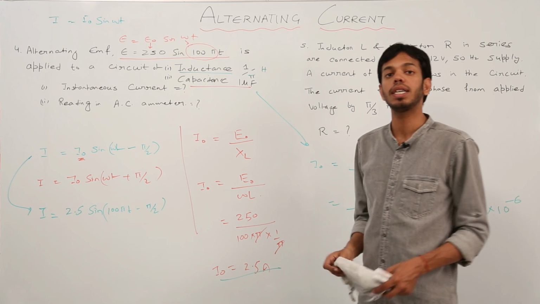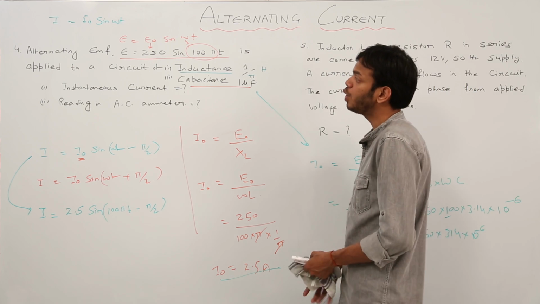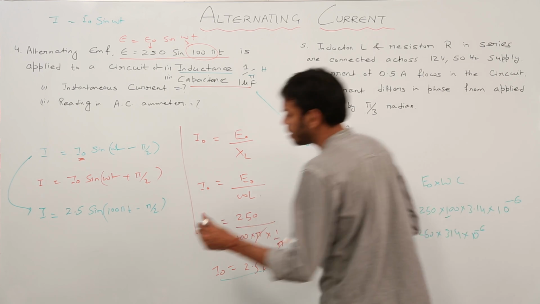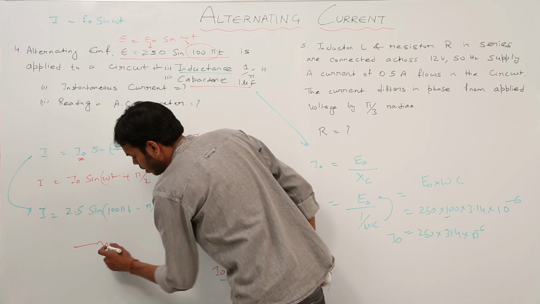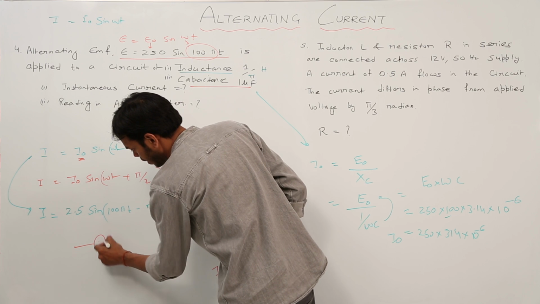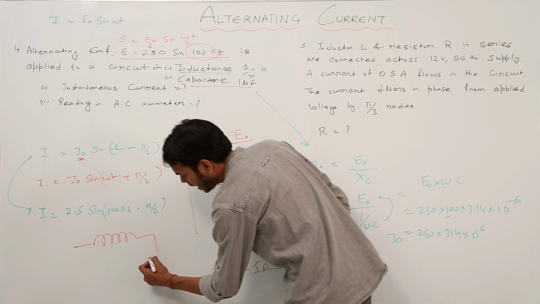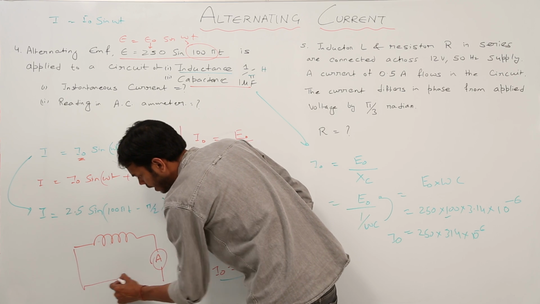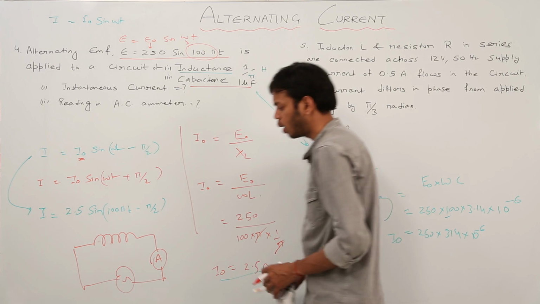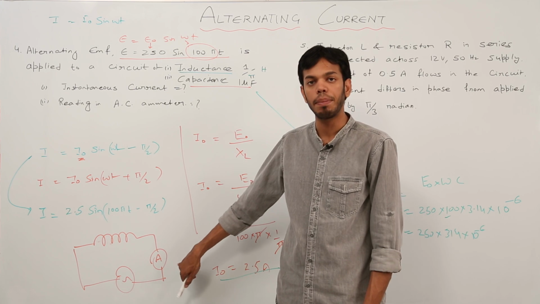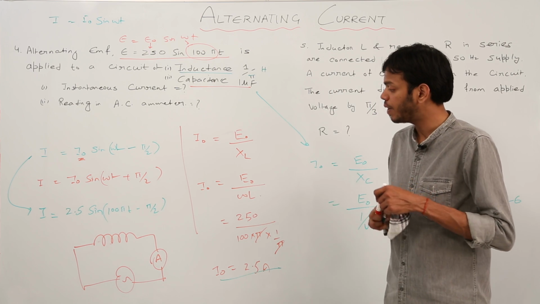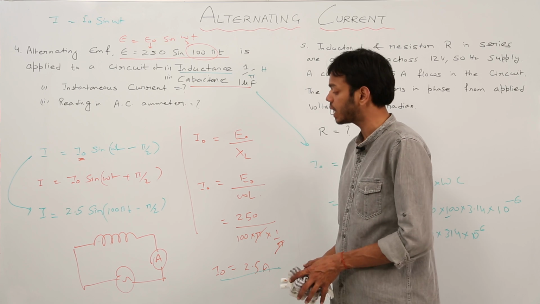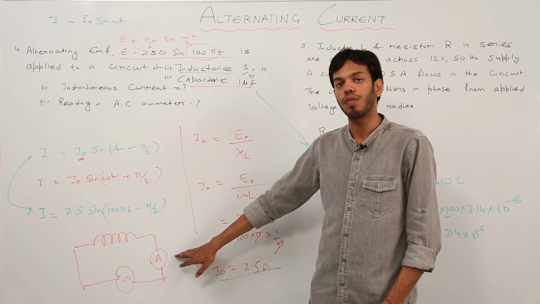What does an AC ammeter measure when you are connecting it? Okay, let me make this diagram somewhere. This is my circuit. Not the resistor part, but the inductive part with an AC ammeter, okay, and our source. What will this ammeter be measuring? I'll give you some options. Number 1, mean or average value of current. Number 2, RMS value of current. And number 3, the instantaneous value of current.